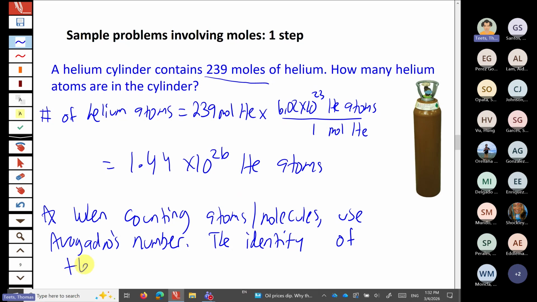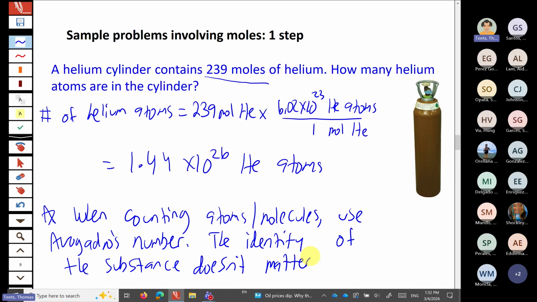So even though we told you here that it was helium, that didn't really matter. We would have approached the problem the same way if we asked for how many atoms were in 239 moles of any other element as well, whether it be carbon, boron, gold, whatever. So Avogadro's number is a uniform constant that applies to any substance. Doesn't matter what substance that is.